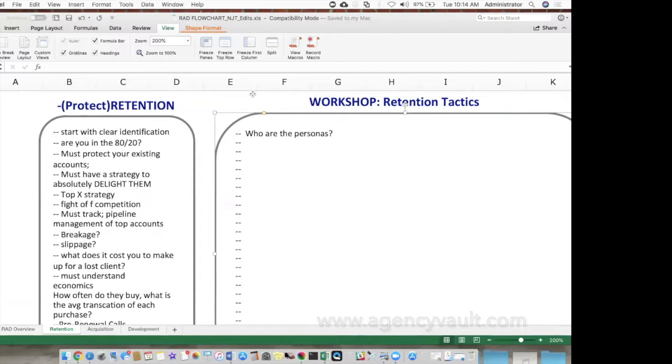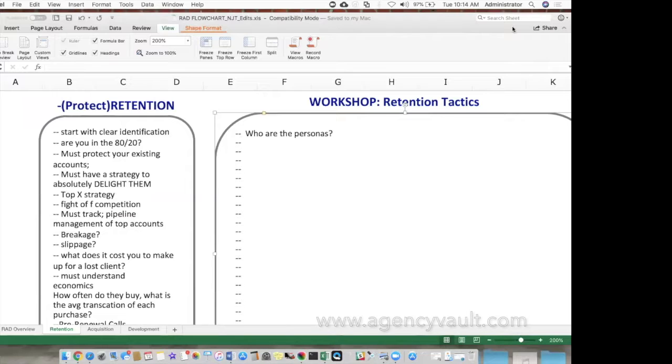So that's the 80-20. 20% of our top client types or personas are producing 80% of our results. So we want to make sure we clearly identify and define them so that we can build out specific strategies to protect them. And we must have a strategy to absolutely delight them.